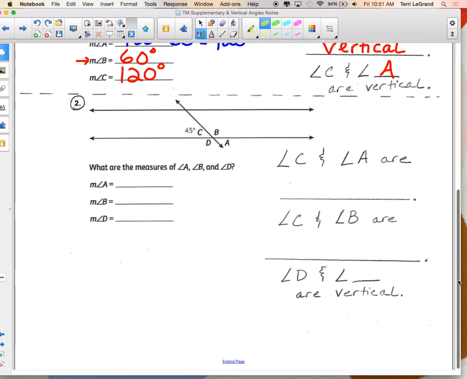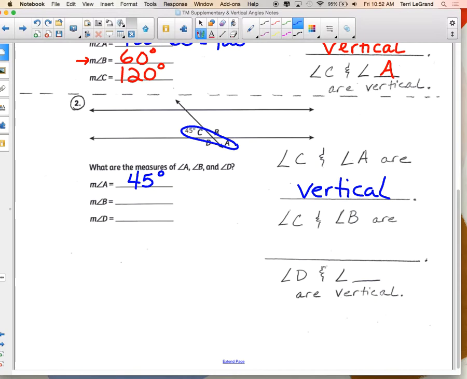Okay. Let's look at number 2. Tell me the relationship between C and A. Angle C and angle A. What relationship do they have, class? Vertical. They are vertical. So we're looking at C and A in the drawing and saying they come together and share an intersection point. So can we say right now what the measure of angle A is? 45 degrees. Because why? Because vertical angles are equal to each other. Vertical angles are equal to each other.